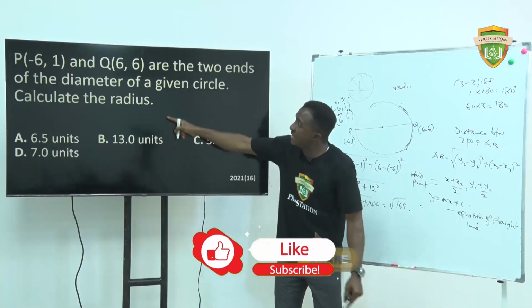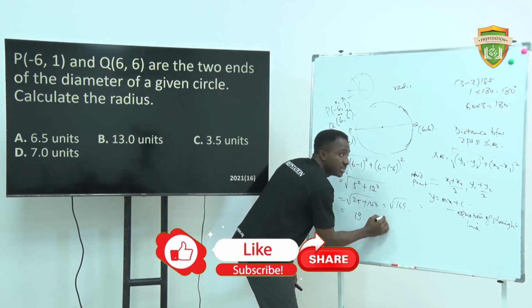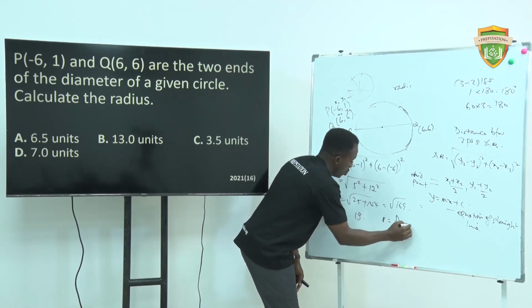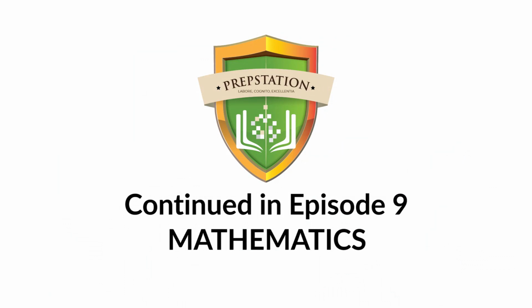But it says we should find the radius. The radius is half of the diameter, so the radius is diameter over 2, which is 13 over 2, which gives me 6.5 centimeters. That's the answer.